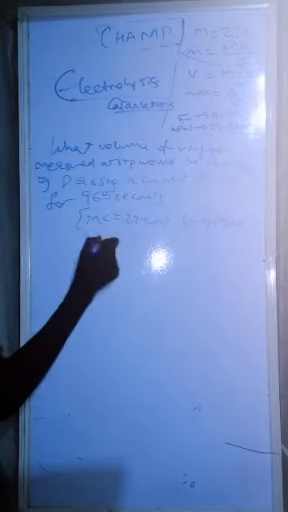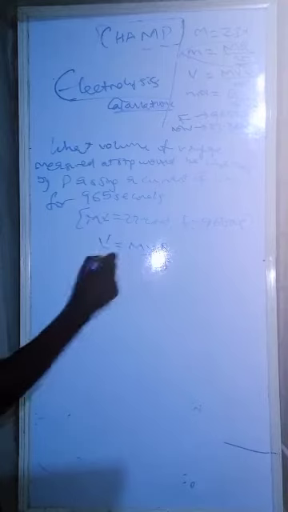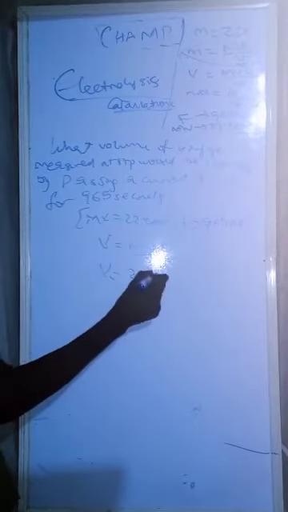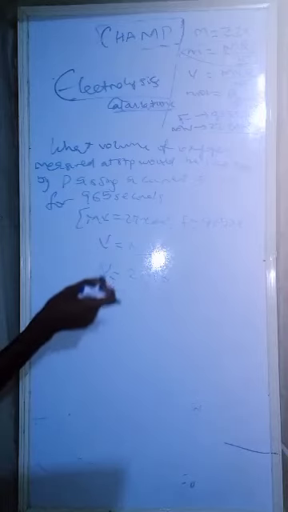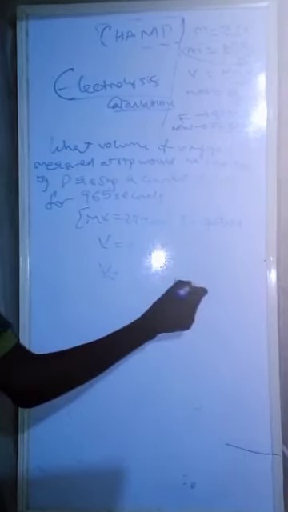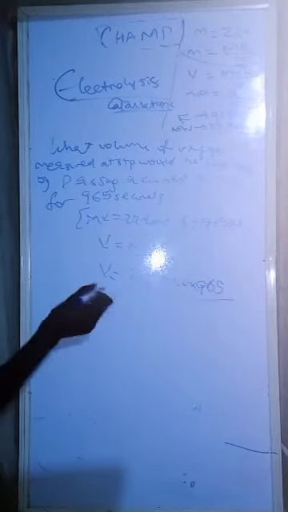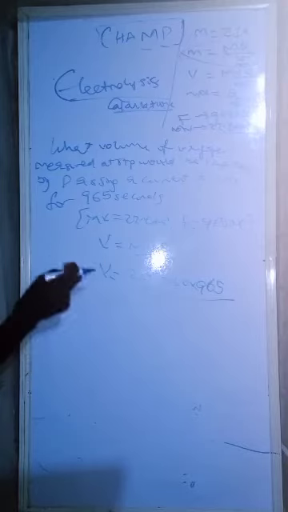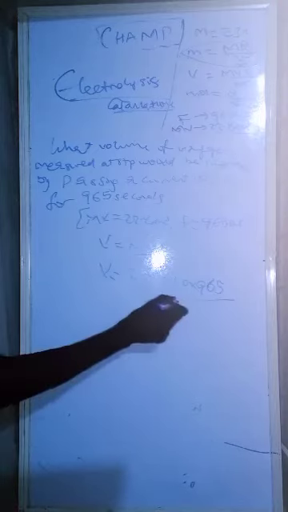Just use your formula. Volume is equal to molar volume times Q over NF. What's the molar volume? That's 22.4. And what's your Q? Q is IT. Then they've given you the I, that's 10 amperes. They've given you the time, that's 965 seconds. It's in seconds already. Over N. What's the N for oxygen? Oxygen is always 4. I told you that already. Oxygen is 4.